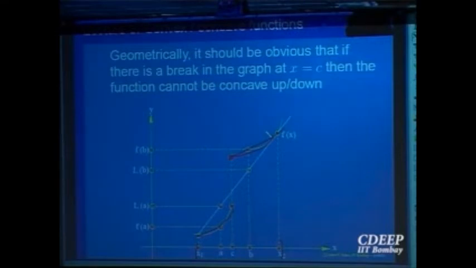So what should be the result we should be proving? That continuity is necessary for a function to be convex or concave. Right? If it is not continuous, then it cannot be convex or concave. So if it is convex or concave in an interval, then it must be continuous. So it is a necessary condition. We will not be proving it. The proofs are slightly technical for this concave up and concave down.